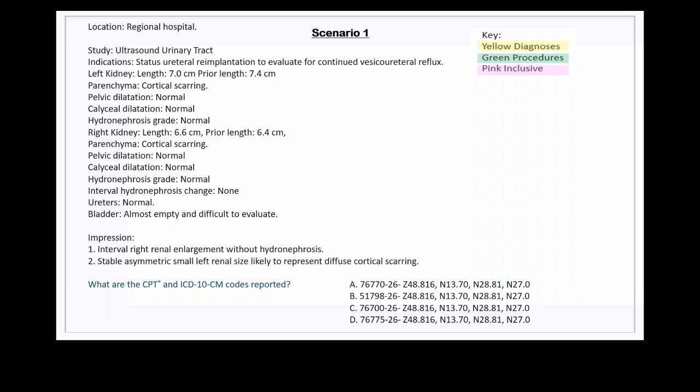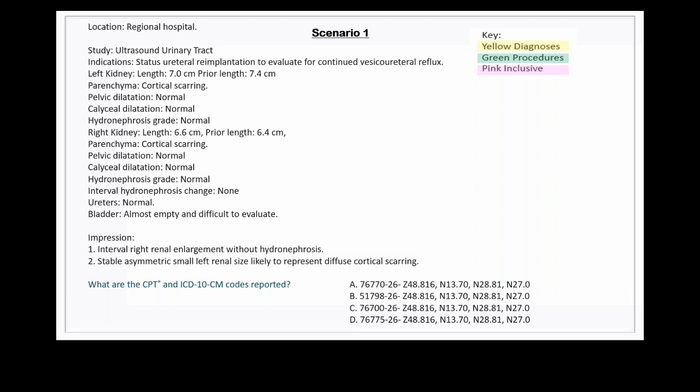C: 76700 modifier 26, Z48.86, N13.7, N28.81, N27.0. And D: 76775 modifier 26, Z48.816, N13.70, N28.81, N27.0. Location: regional hospital.